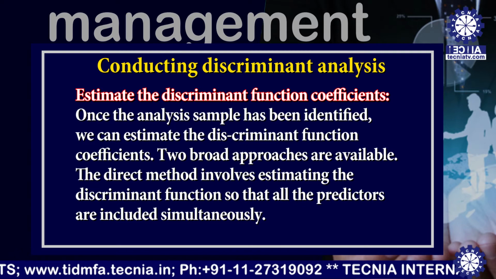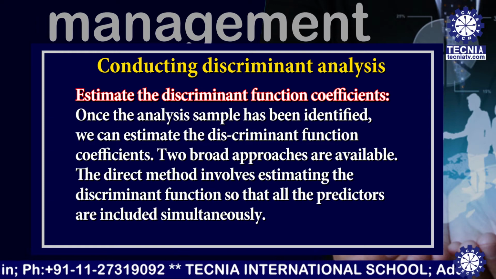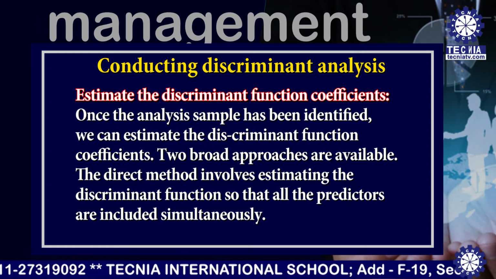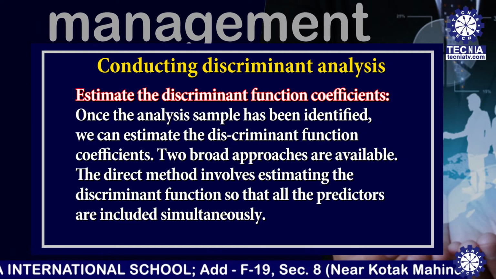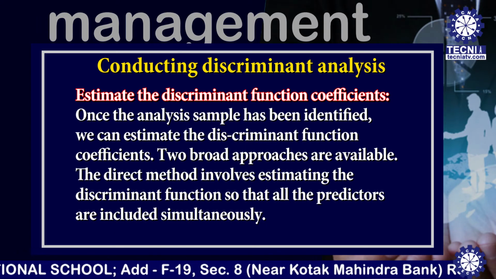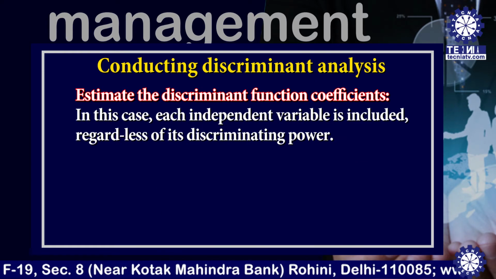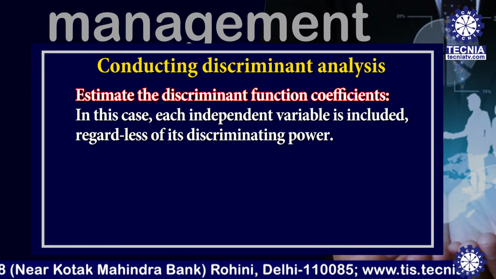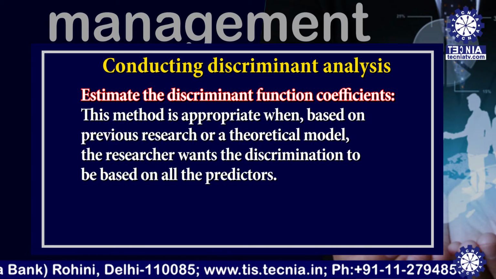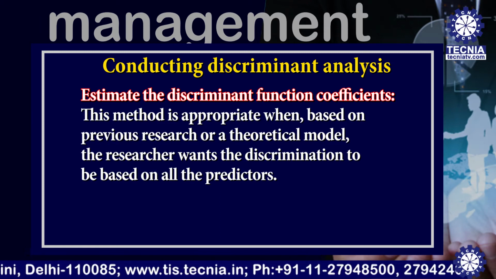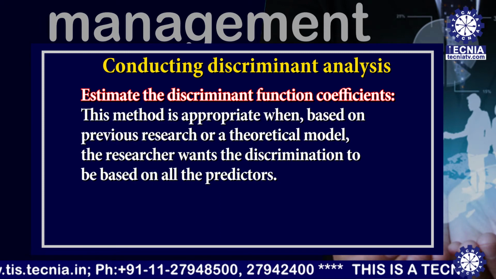Once the analysis sample has been identified, we can estimate the discriminant function coefficients. Two broad approaches are available. First one, the direct method involves estimating the discriminant function so that all the predictors are included simultaneously. In this case, each independent variable is included regardless of its discriminating power. This method is appropriate when, based on previous research or a theoretical model, the researcher wants the discrimination to be based on all the predictors.